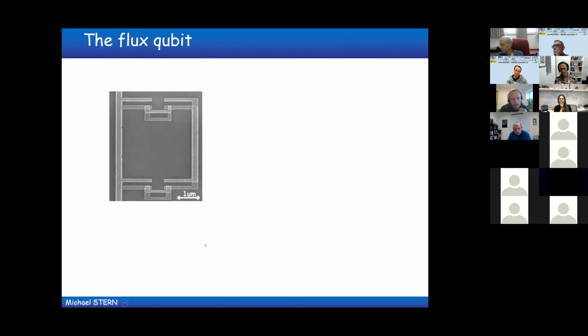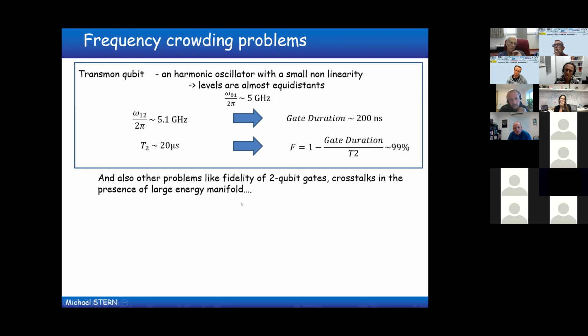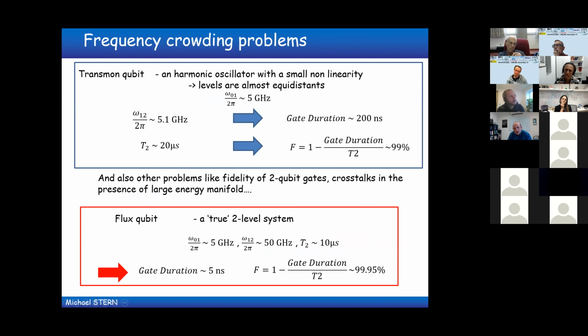Another alternative is the flux qubit, which we are working on. In the flux qubit, we have 4 junctions. It's a much more complex qubit, but the advantage of the flux qubit over the transmon qubit is that you are working with a true 2-level system. It's almost a spin, if you want. The other levels are very, very far. So it allows us to have gate durations which are much shorter than what can be done with a transmon, and allows us to reach fidelities in the range of 99.9%.